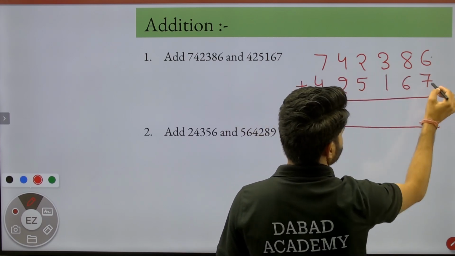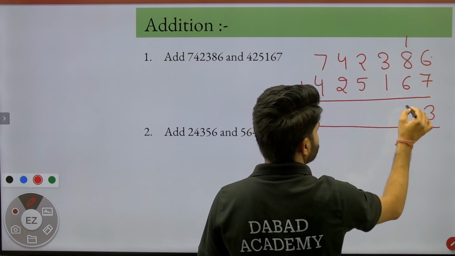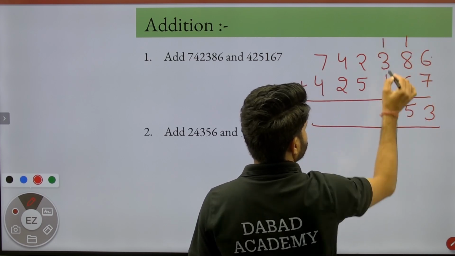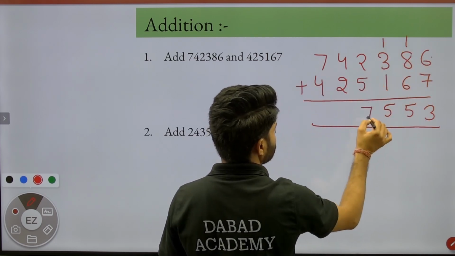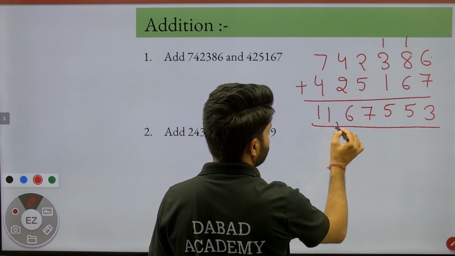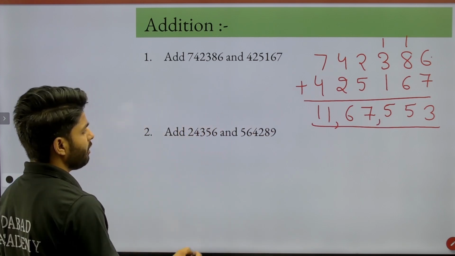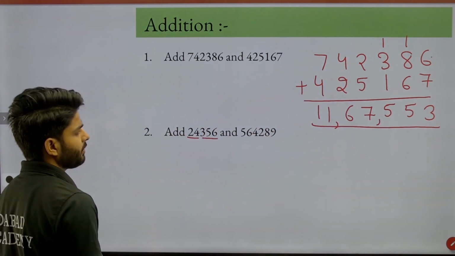When we add 6 plus 7, that is 13, we have carry 1. 8 plus 6 is 14, carry 1, that is 15. 3 plus 1 and carry 1, that is 5. 5 plus 2 is 7. 4 plus 2 is 6, and 7 plus 4 is 11. So the right answer is 11,67,553.